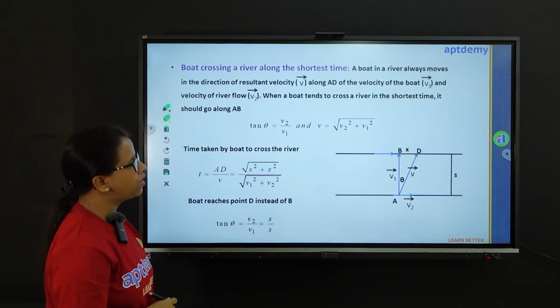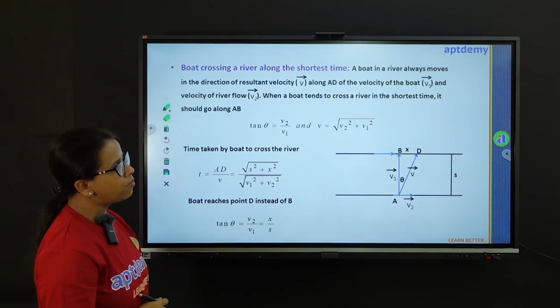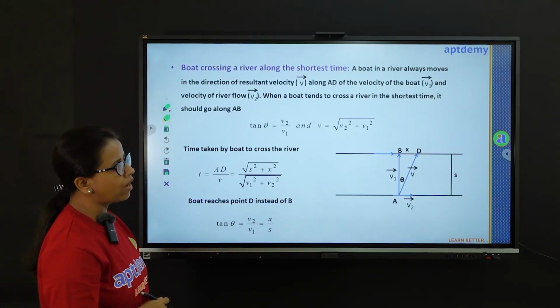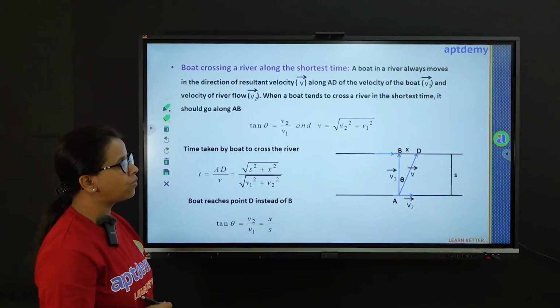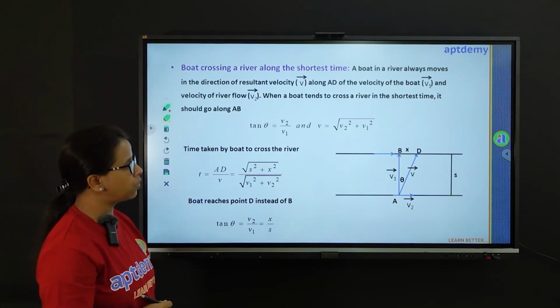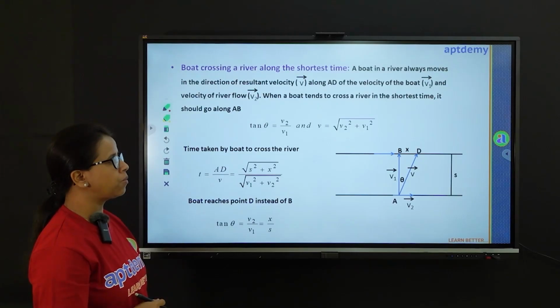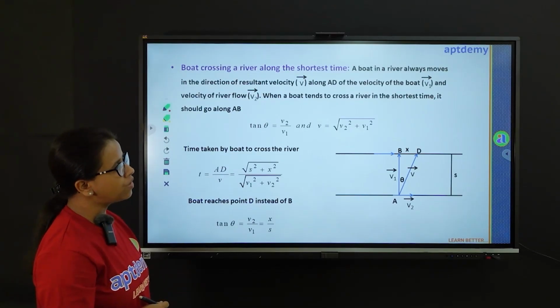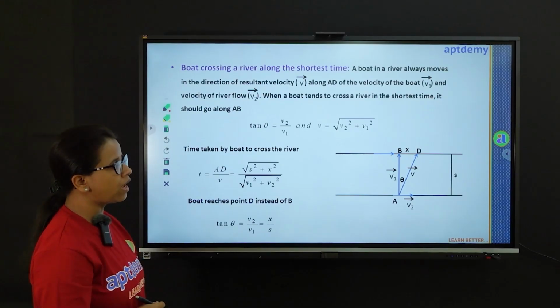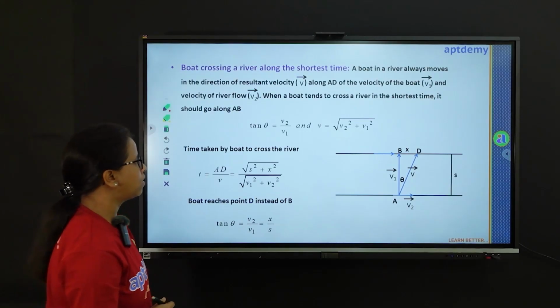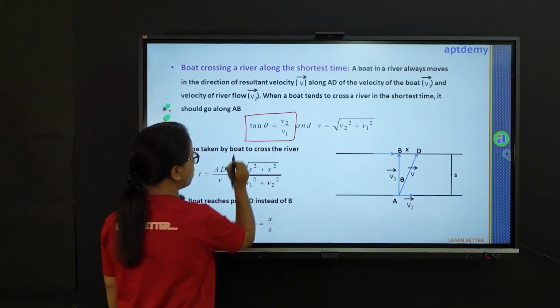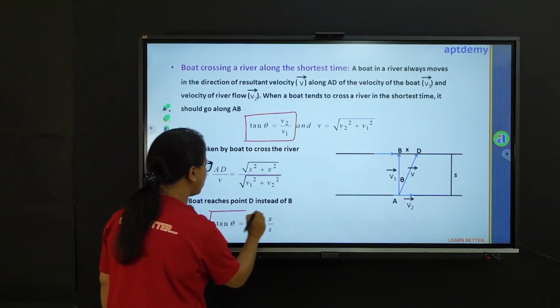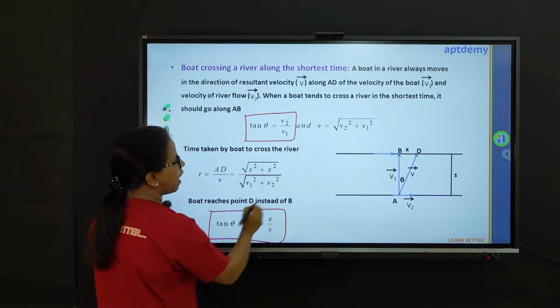Now talking about V here, if you can see, ABD is a right angle triangle, and the hypotenuse square is equal to the sum of the squares of the perpendicular and base by the Pythagoras theorem. So the same theorem has been applied here. We can write V square as equal to V1 square plus V2 square here. So this is the formula for tan theta, which will give you the direction of the boat, and this is the resultant velocity.